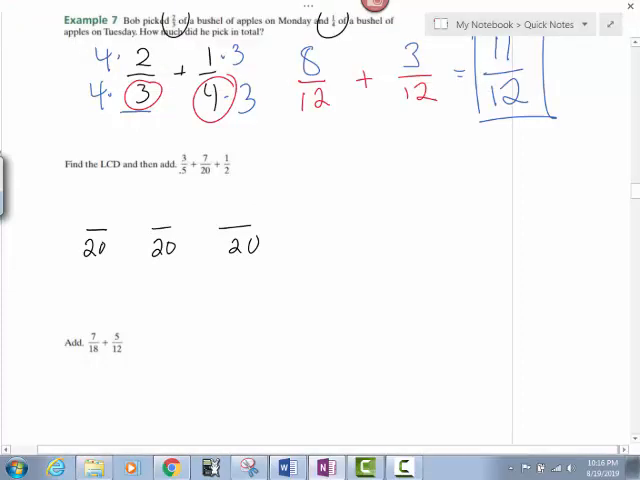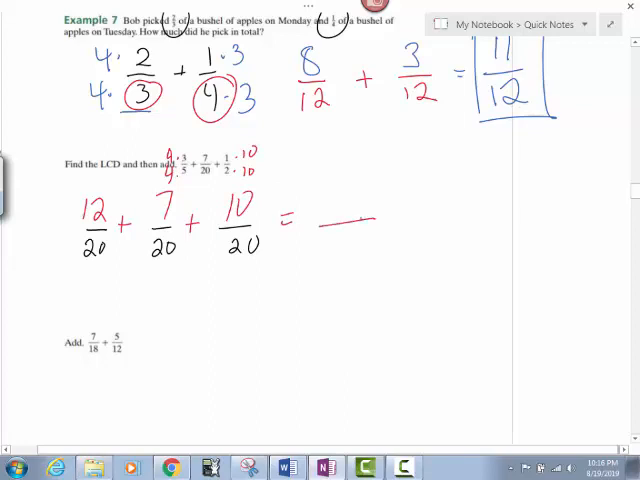Let's come back. We had a 5. What do we multiply 5 by to get 20? We multiplied it by 4. So 4 times 3 is 12. What did I multiply 20 by to get 20? I didn't change it. So I'm not going to change that number either. And we multiplied 2 by 10. So 1 times 10 is 10.